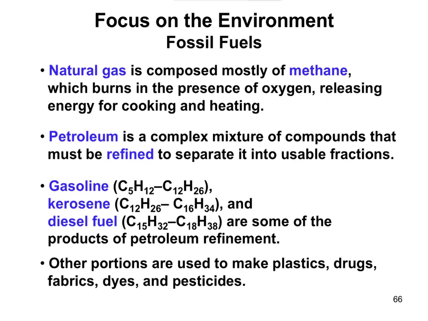Well, we'll talk about them right now, I guess, because natural gas and other gases are comprised primarily of these types of alkanes. So natural gas is going to be mainly methane. Methane burns in the presence of oxygen and it releases heat, right? We use that to cook, we use that to heat homes and things like that. Petroleum is a mixture of compounds that can be refined, and when you do that petroleum refinement, you break it down into various alkanes, which can be used for things like gasoline, kerosene, and diesel fuel. All of these are going to be alkanes of different length.